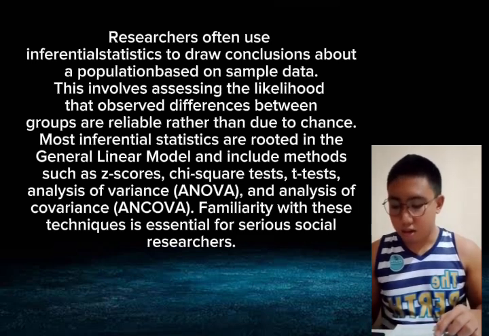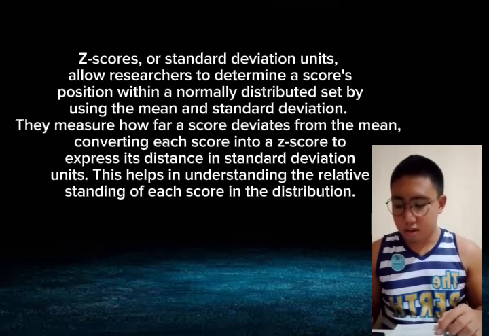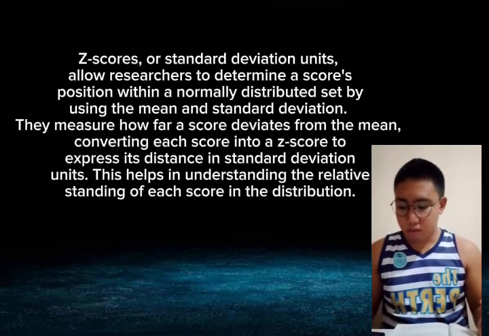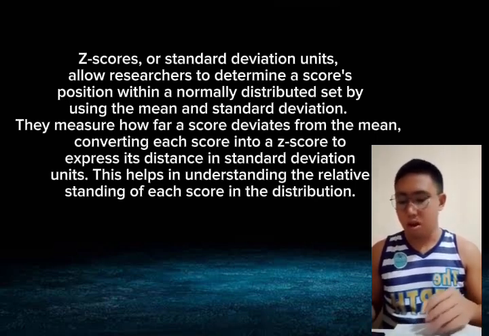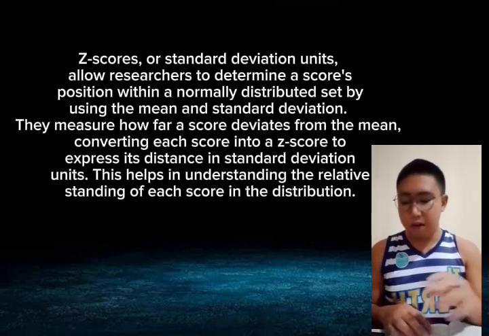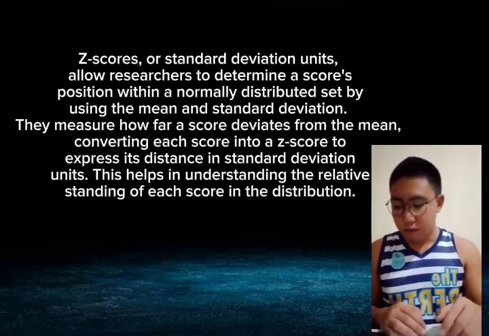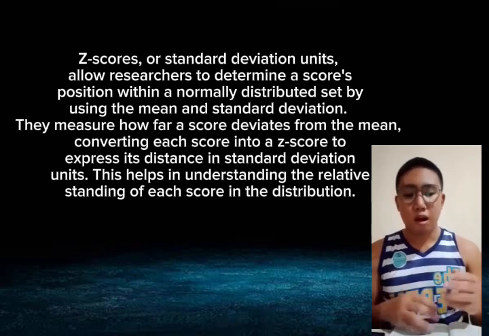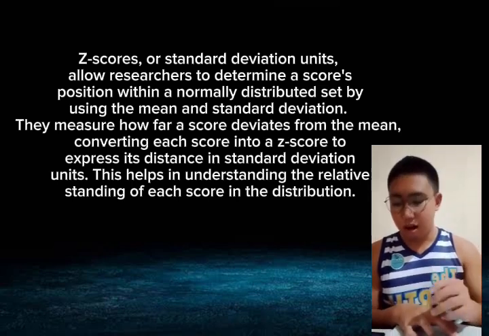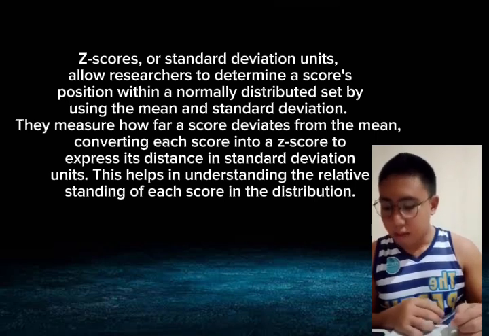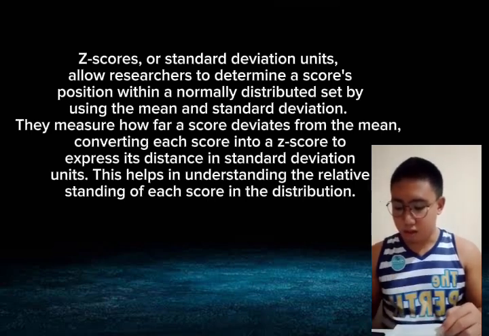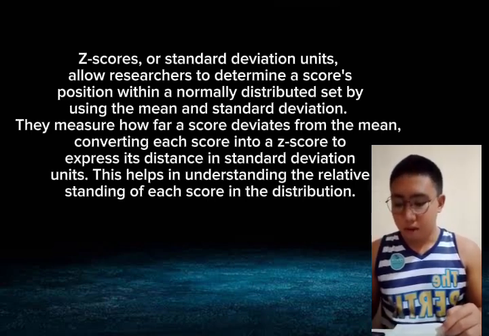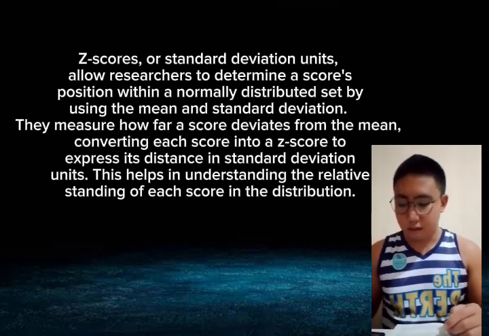Standard deviation unit or z-scores. Z-scores, or standard deviation units, allow researchers to determine a score's position within a normally distributed set by using the mean and the standard deviation. The mean pertains to the average of the overall scores, and the standard deviation means how much each variable varies from one another. They measure how far a score deviates from the mean, and the score is converted into a z-score to express its distance in standard deviation. In other words, we convert the answer into a standard deviation or z-score.